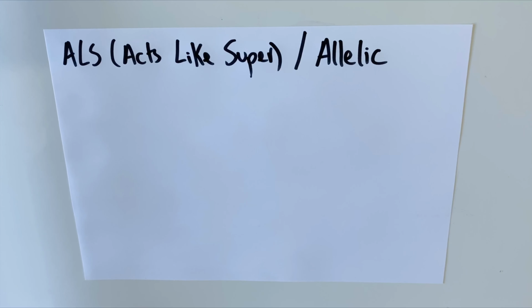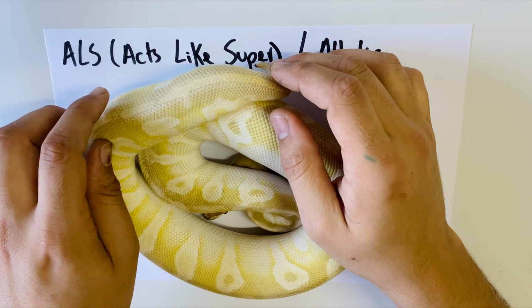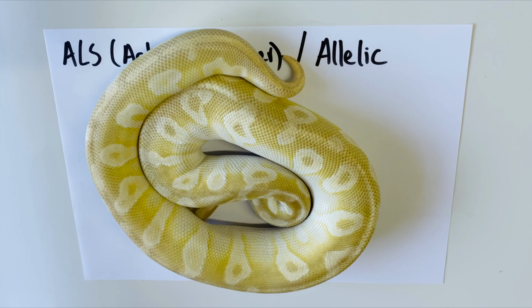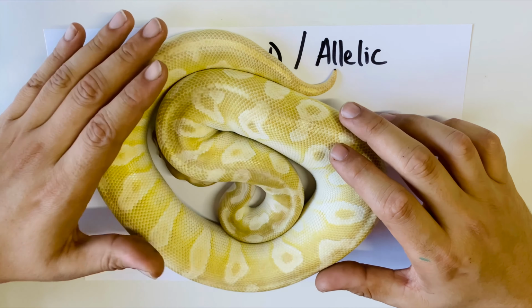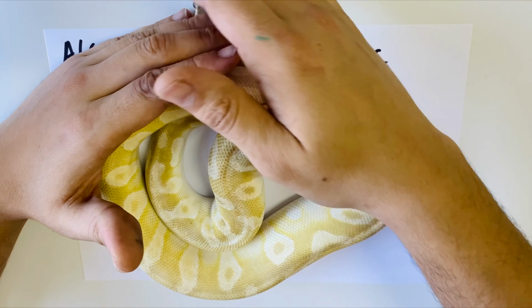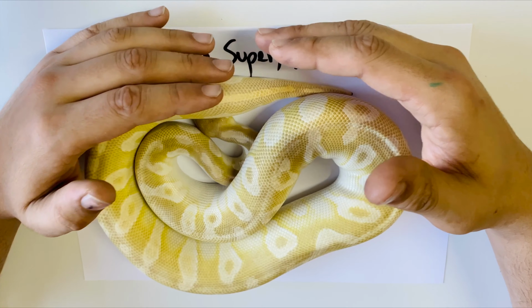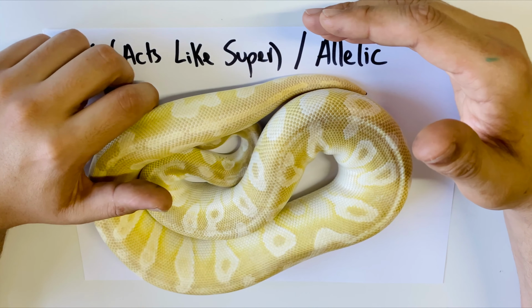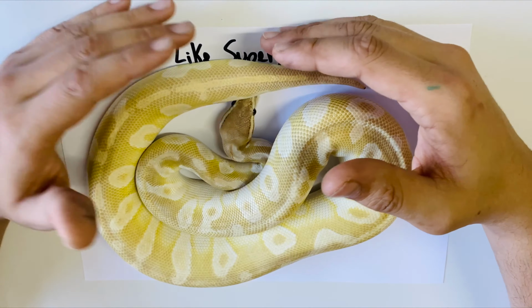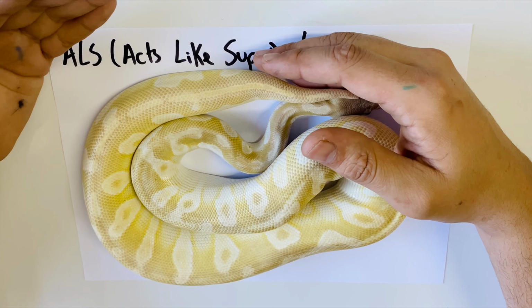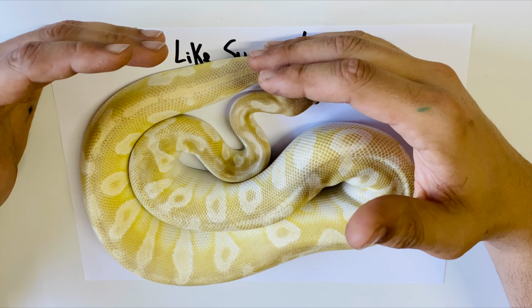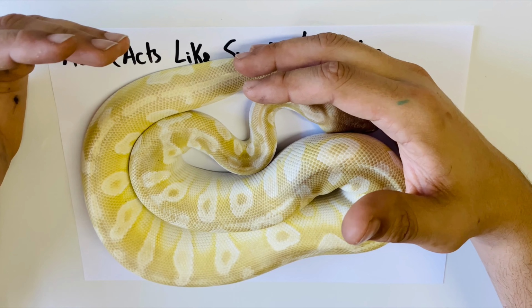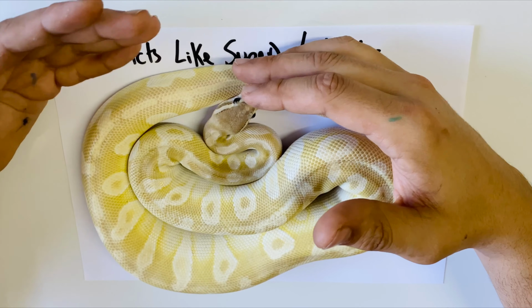So here we have a crystal ball python. A crystal is a combination of two different genes. It's a combination of the Mojave gene and the special gene. When you put those two genes together into an animal, or when you breed a Mojave animal to a special animal, you can produce a crystal. And this animal here is an allelic animal, or an acts like super animal.